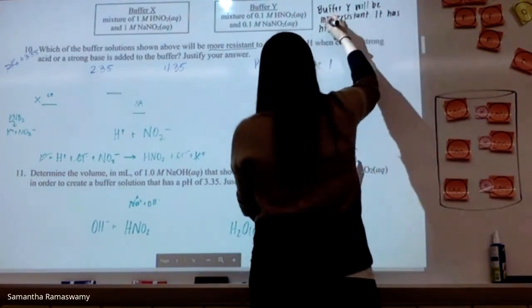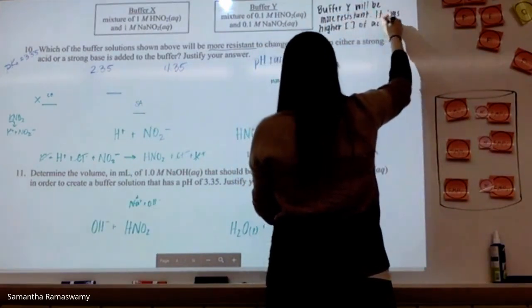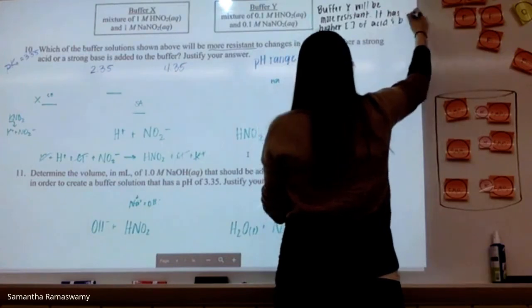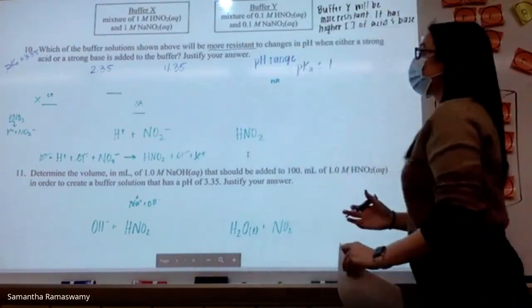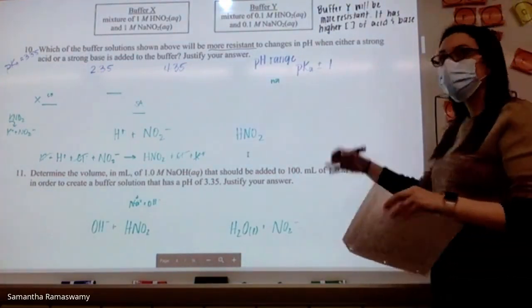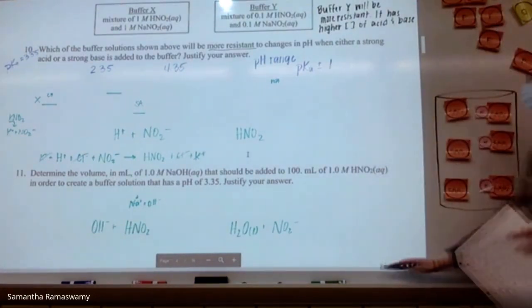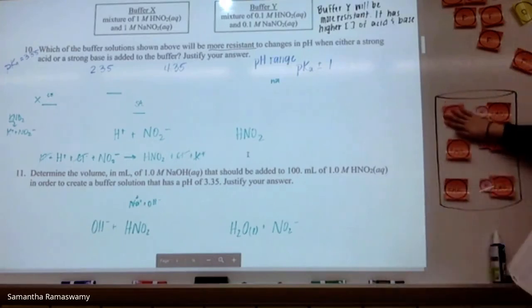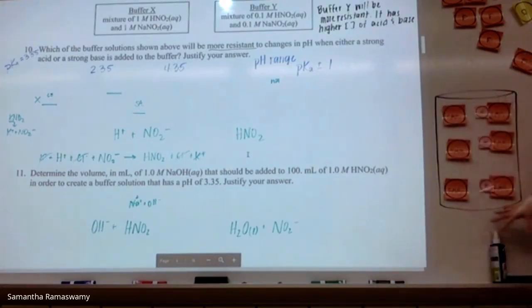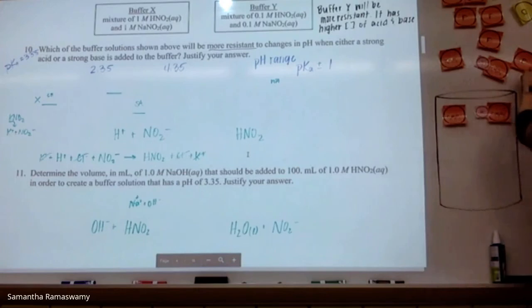So since it has higher concentrations of the acid and the base, you can add more. You can add more strong acid or strong base, and it will continue to work because you have a higher concentration of each. So that's like thinking about having, in this example, 3 molar of each. Well, what if I change the concentration to only having 1 molar of each?